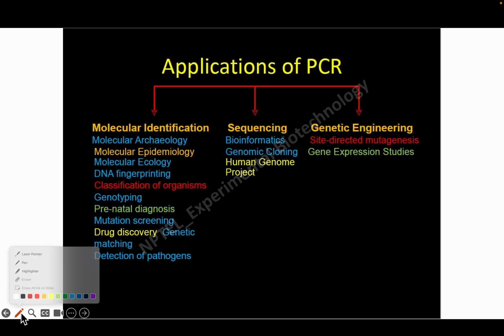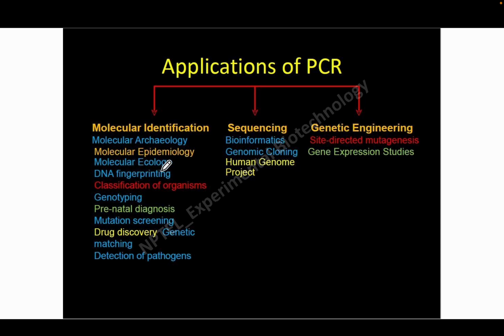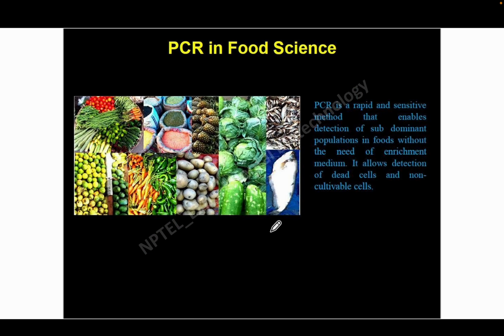Molecular identification, in the case of molecular archaeology, molecular epidemiology, molecular ecology, DNA fingerprinting, classification of organisms, genotyping, prenatal diagnosis, mutation screening, drug discovery, genetic matching, detection of pathogens. In the case of sequencing: bioinformatics, genomic cloning, the Human Genome Project, genetic engineering to do site-directed mutagenesis, gene expression. So there is a wide variety of utilities of PCR.